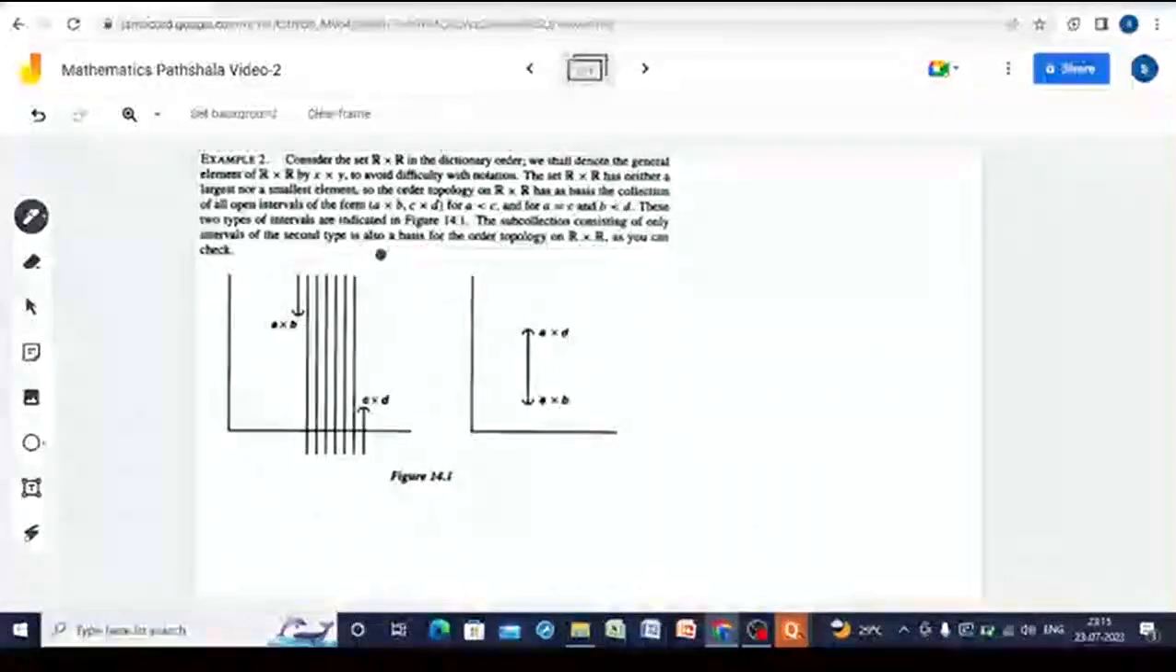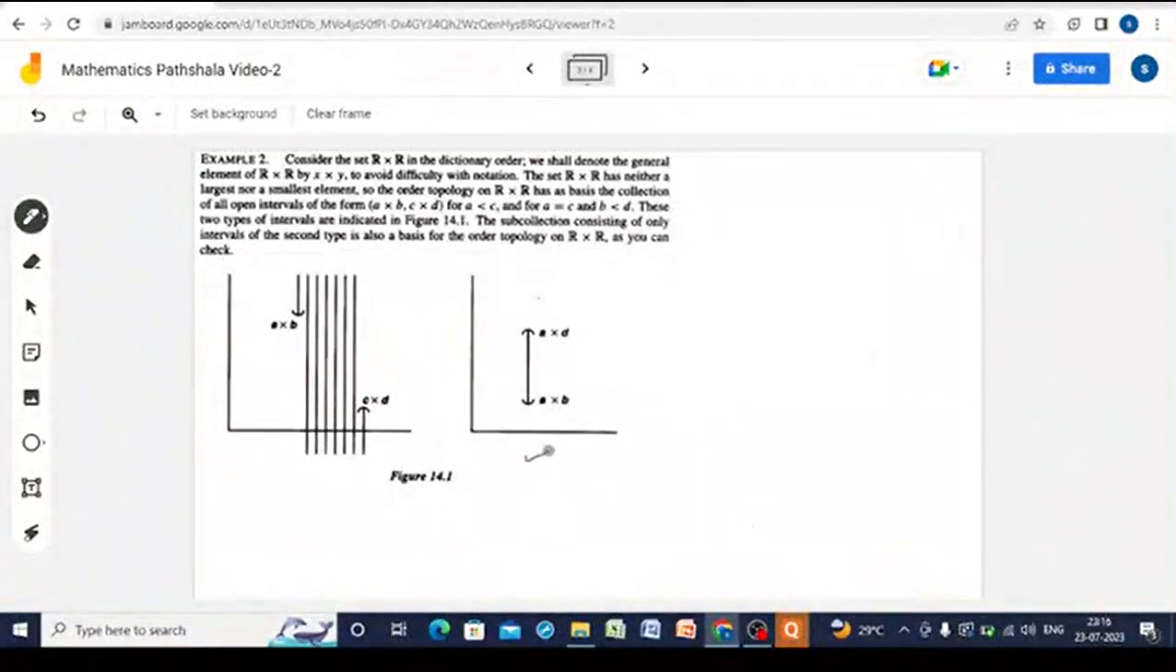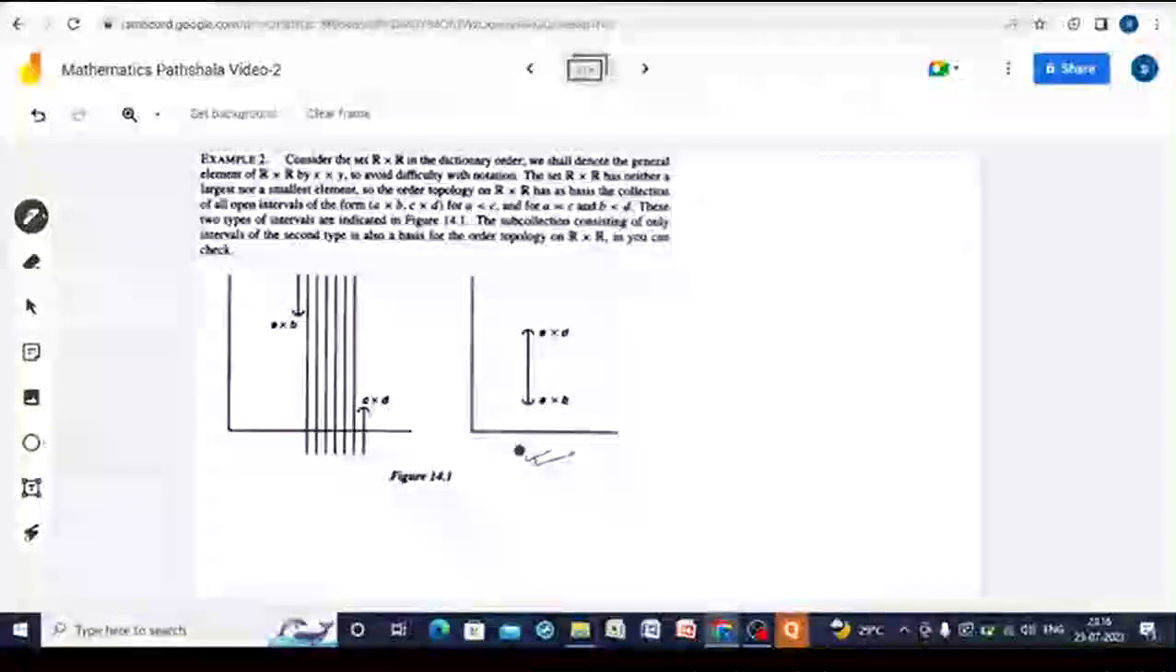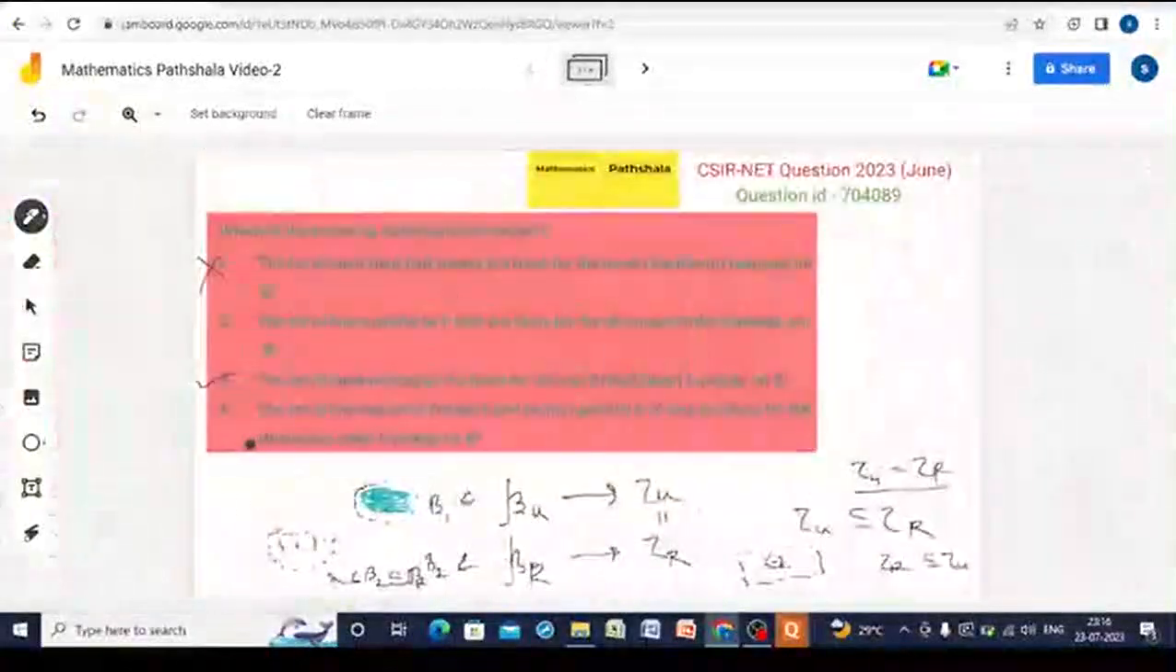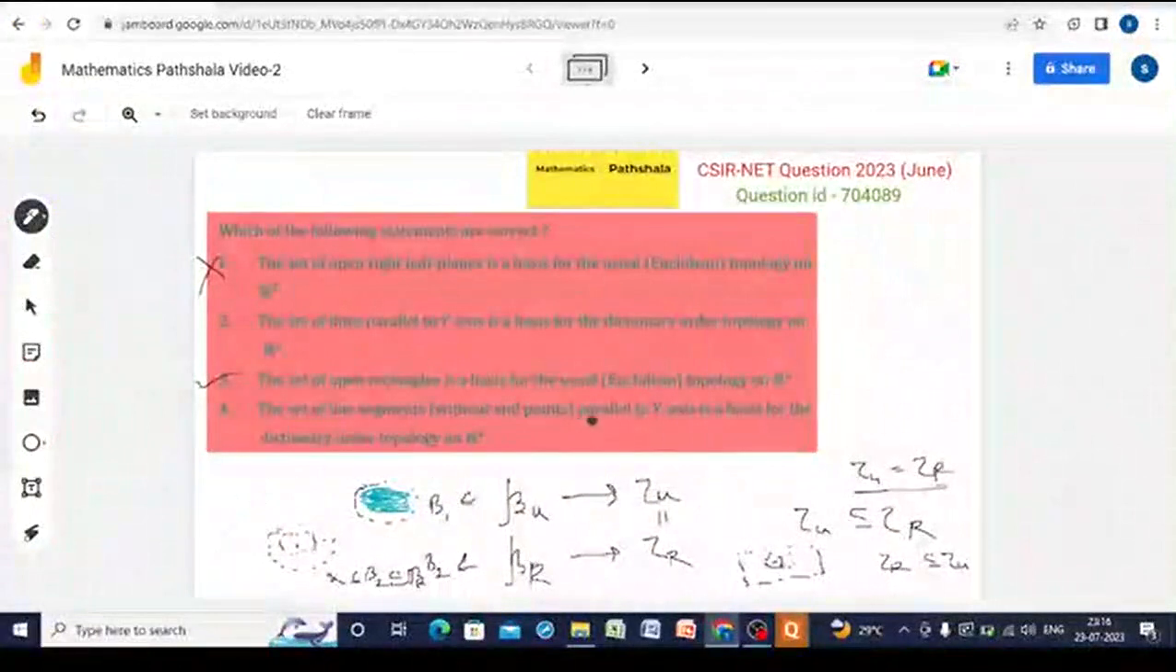And also see here the sub collection of these two collections. That means if we consider only this type of line segments parallel to y-axis without the endpoints, this type of collection also forms a base for the usual topology on R2. And see here we have one option that the set of line segments without endpoints parallel to y-axis is a basis for the usual topology on R2. So our option 4 is correct.